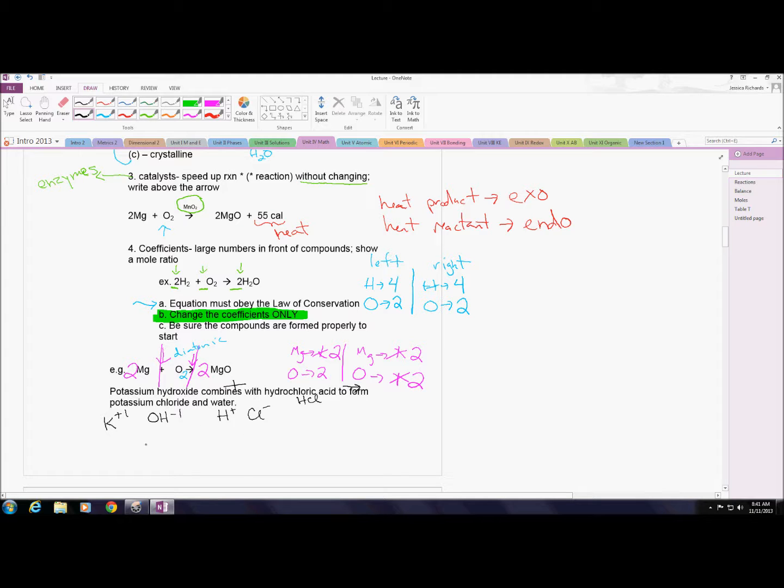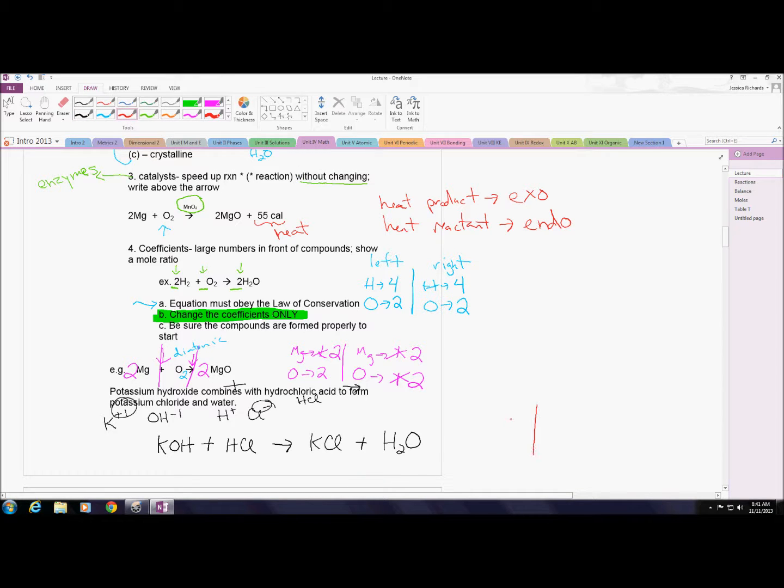So if we put this all together, we have potassium hydroxide, +1, -1, just 1 of each, because it's a 1-to-1 ratio. Combines with hydrochloric acid, that's HCl. Forms is your arrow. Potassium chloride, +1 and -1, so it's a 1-to-1 ratio, just 1 of each. And water. And you know that water is H2O. So I formed all of my compounds correctly, and now I'm going to try and balance it.